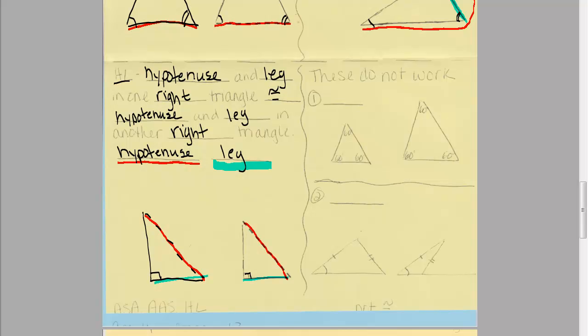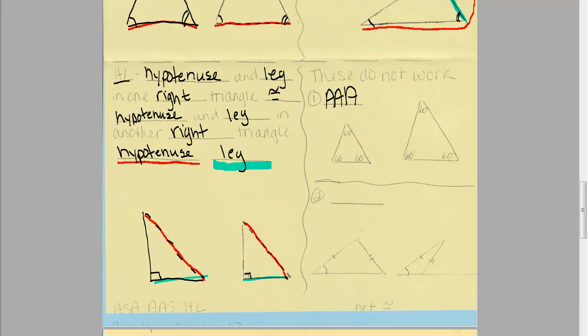Okay, so back to this one. It'll show you why they don't work. The first one is 60 degrees all around, and the second one is 60 degrees all around, but this one is clearly bigger than the smaller one. So the one that I just showed you on the last website, it does not work because all we know are the three angles. So they do not work because of angle, angle, angle.